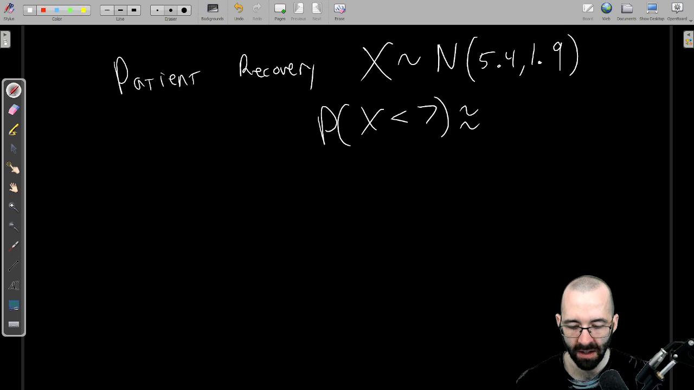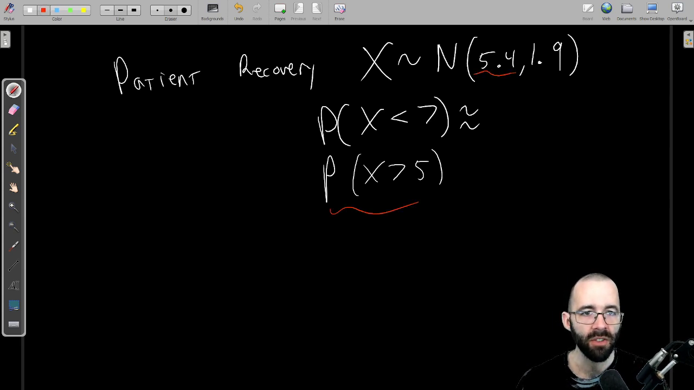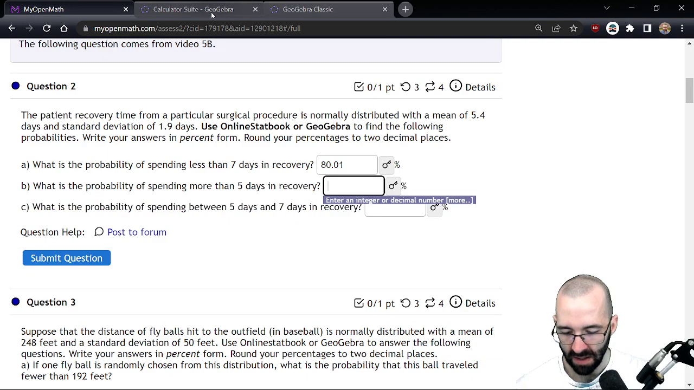What's the probability of spending more than 5 days? Well, that's just going to be the probability that x is at least 5. So right off the bat, we know on average it's 5.4. So if it's at least 5, that's going to be a higher than average chance. It's going to be more than 50%, what we think our answer is going to be.